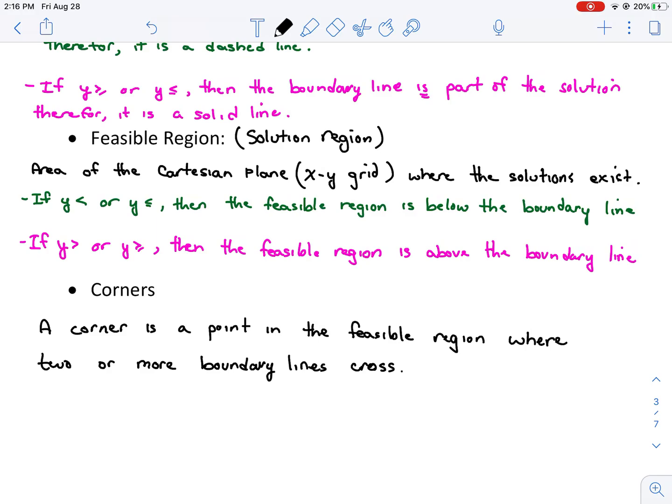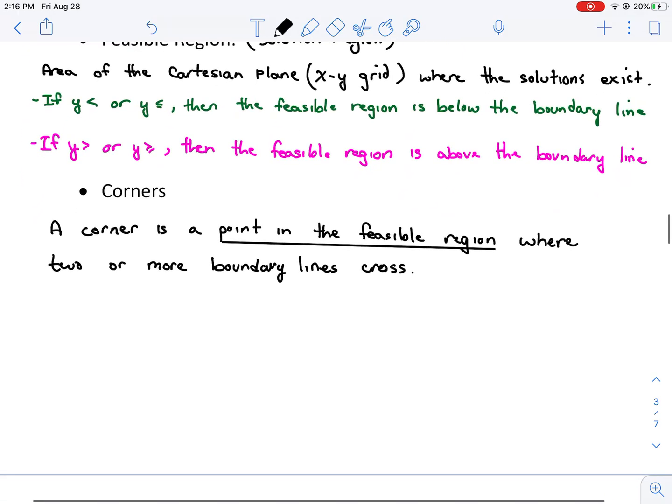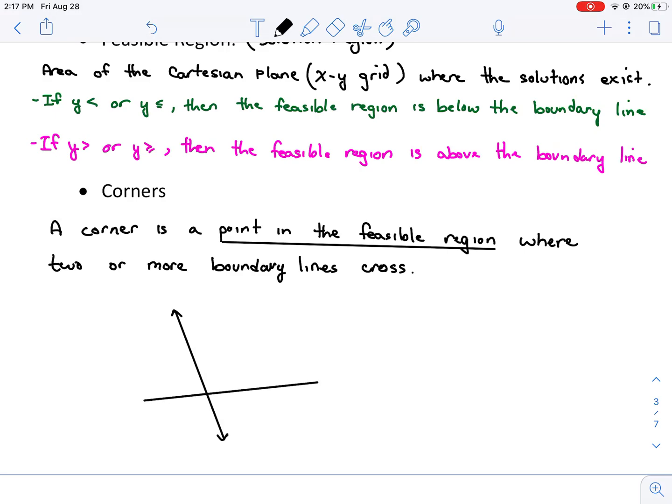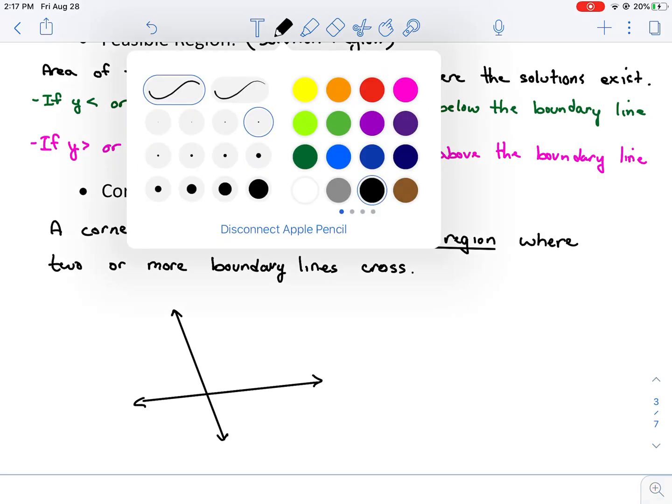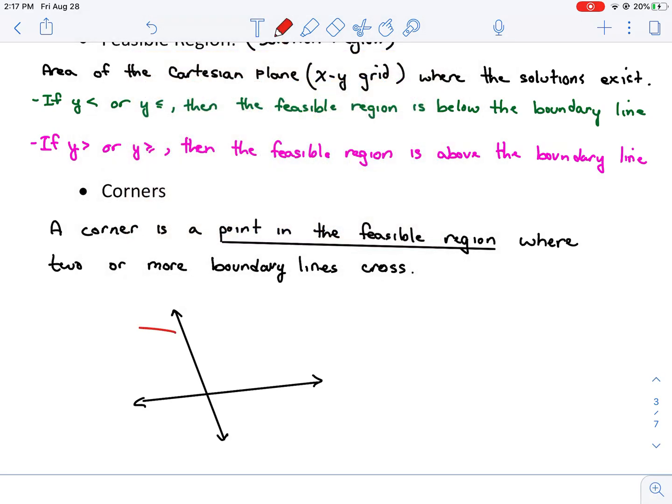Okay, so the important part here is a point in the feasible region. So what that means is if I have, we'll say this is a boundary line, and then this is a boundary line, and they're both solid lines, and if the feasible region is right here, where they intersect is a corner.